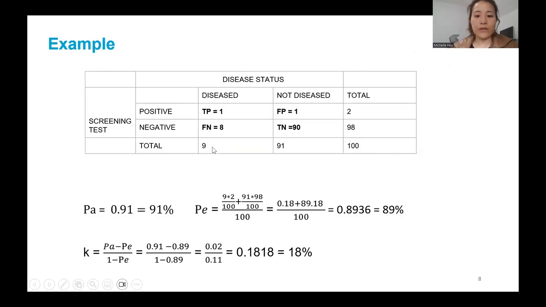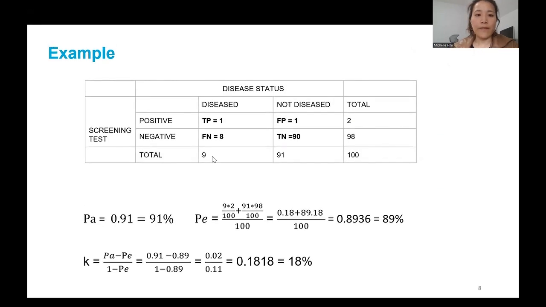So if you want to use that example from the previous slide, you can notice that we have PA, percent agreement, equal to 91%. And to calculate PE, you take the disease and positive number of cases, 100 plus 91 times 98, meaning that we're taking the non-disease and negative cases, divided by 100 and divided by the total sample size, you get 89%. So to calculate a K value here, you would have 0.18.